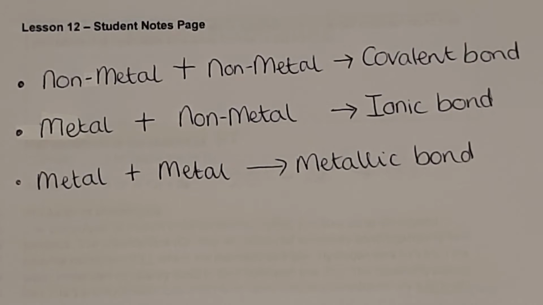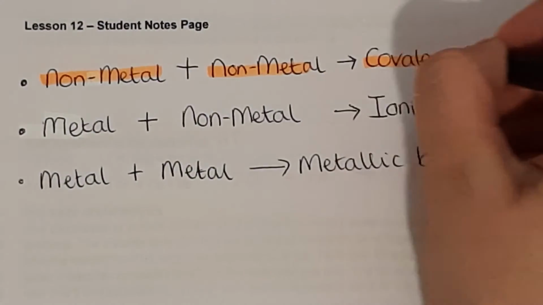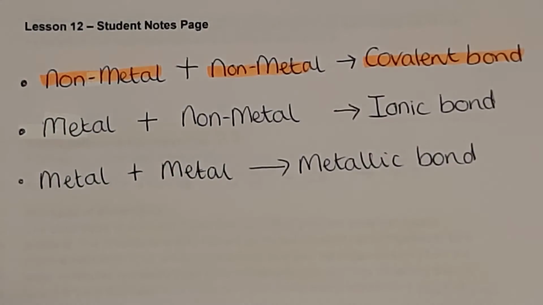So, for example, if you were asked about the type of bonding found in carbon dioxide, that's between carbon and oxygen atoms. Both of those are non-metals, so that forms a covalent bond because a non-metal bonded to another non-metal forms a covalent bond. So carbon dioxide is an example of two non-metals bonded together with a covalent bond.